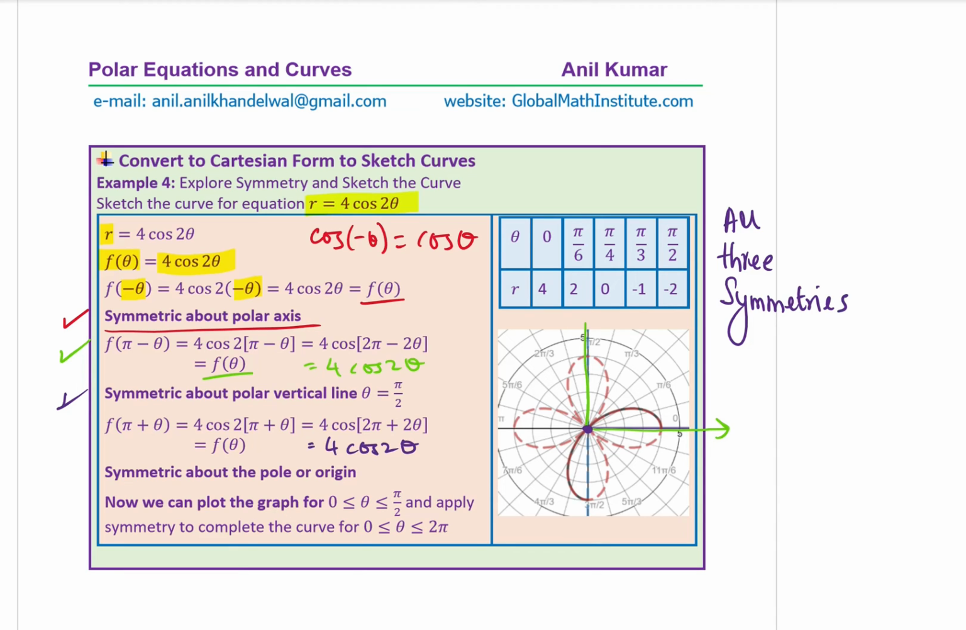Now that is important. So what you could do is you could only check for the points in quadrant 1, for example, between 0 and pi by 2, right? Once we have these points, we can reflect them about the horizontal, which is the polar axis, about the vertical, which is theta equals pi by 2, and about the pole to get the complete graph. You get the idea, correct? So what we are doing now is making a table of values.